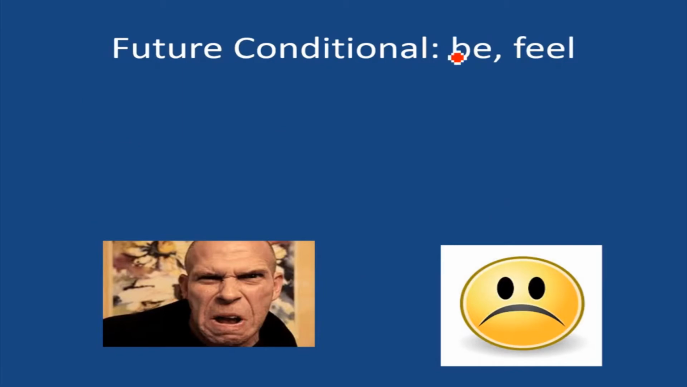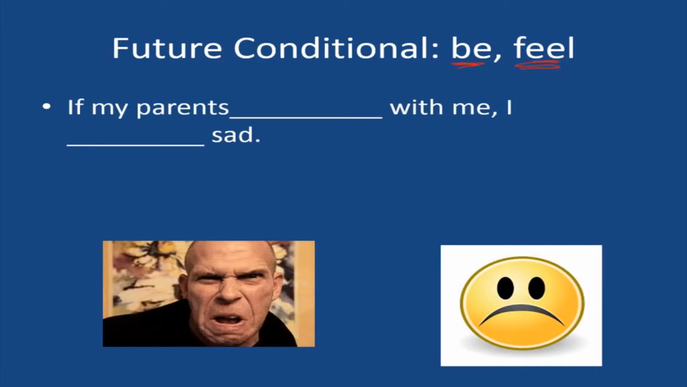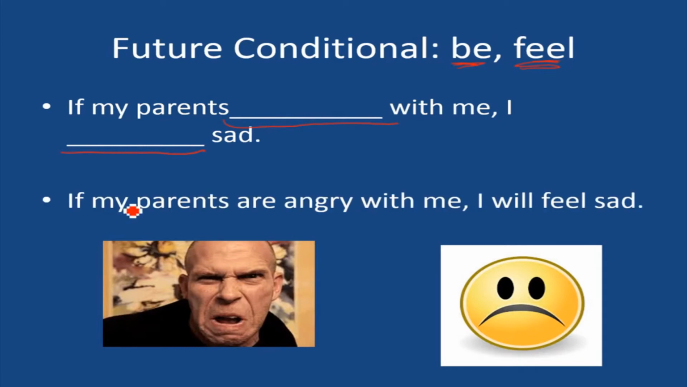Let's try it again with the verbs be and feel. If my parents with me, I sad. If my parents are angry, that's the present simple form of the verb be. If my parents are angry with me, I will feel sad. I use the future for the main clause.